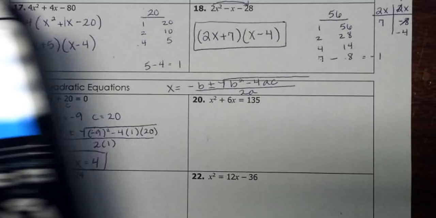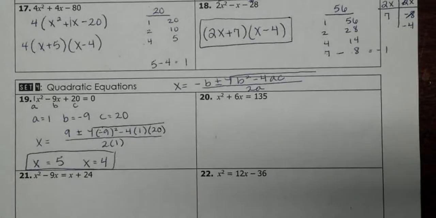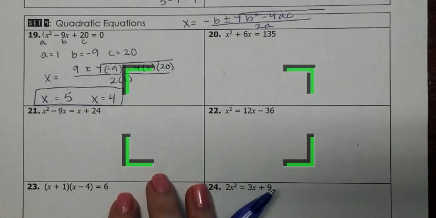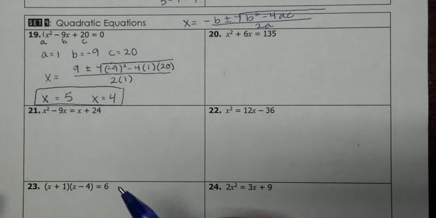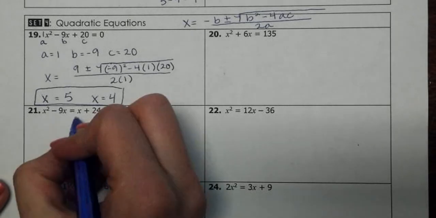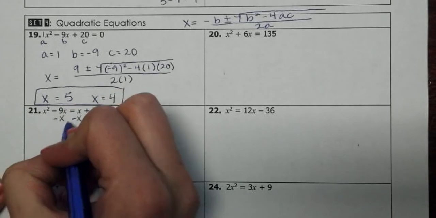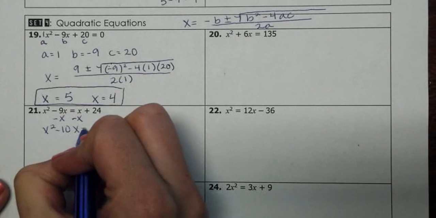Okay. So for problems like number 21, notice that everything is not all on one side like it was here. It has to all equal 0 in order for you to start this process. So you have to move everything over. So I want to move this x over by subtracting it. So I'd have x squared minus 10x equals 24.